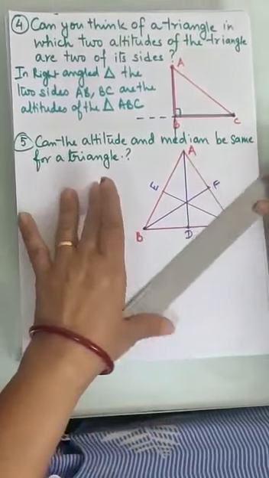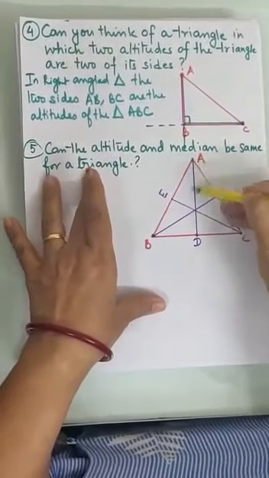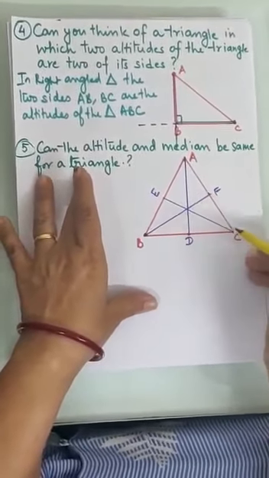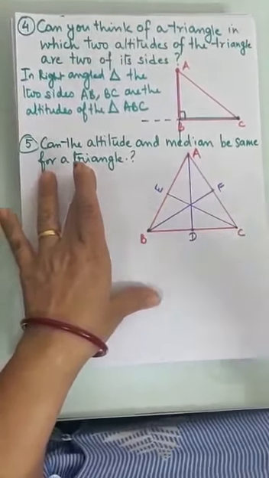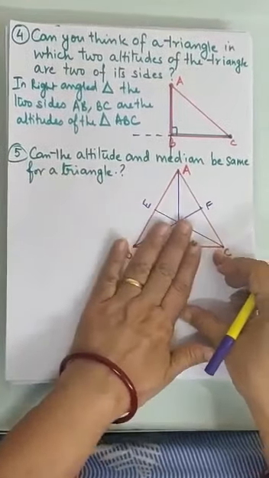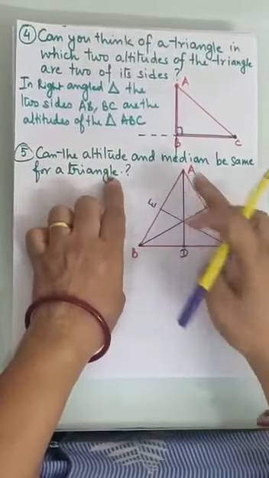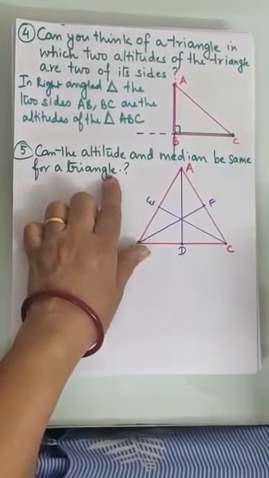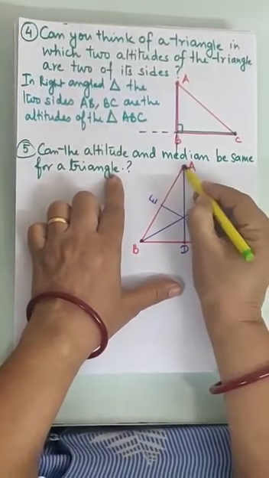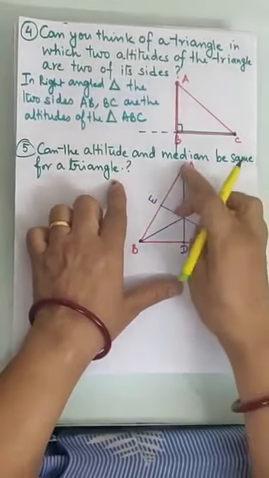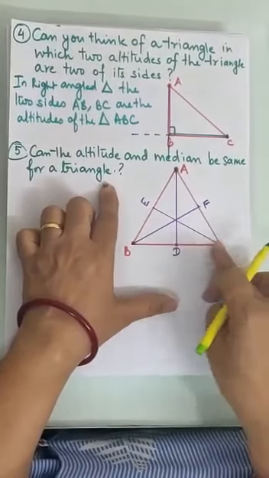ठीक है? So what do we see? AD, BF and CE are the three medians of the triangle. अब हमने medians बना ली. अब हम इसी ट्राइंगल में ऑल्टीट्यूड्स बनाते हैं. अच्छा, अब ऑल्टीट्यूड हम शुरू करते हैं ए से. अब ए से हमें ऑल्टीट्यूड बनाना है बीसी पर.